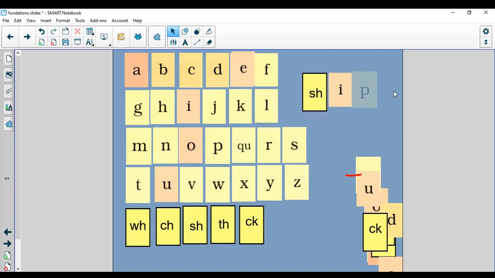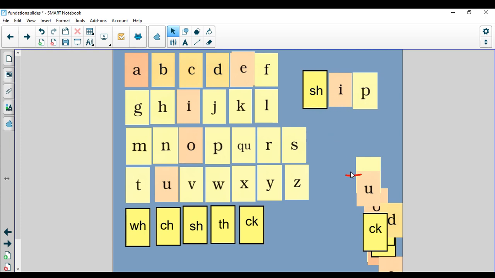Okay, this time we have another word. You can see that SH digraph. The SH makes the sound sh. Go ahead and say that with me. Tap this word with me. Sh, i, p. And the word is ship.